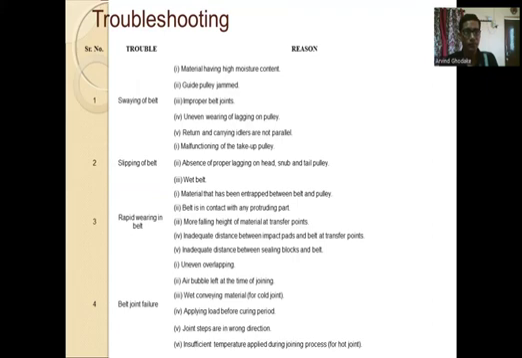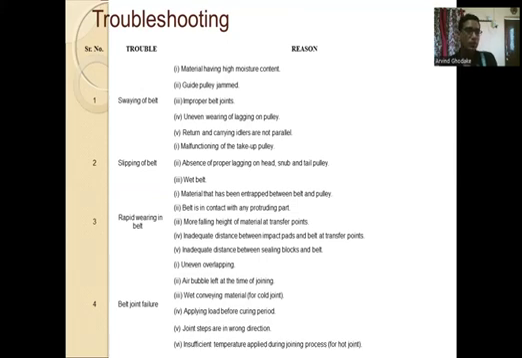Slipping of the belt, second trouble. The reason for the trouble will be the absence of proper lagging on the head, snub pulley and tail pulley, or if a wet belt is there, then also slipping of the belt occurs. Then material that has been entrapped between the belt and pulley, and last one, the belt is in contact with any protruding part, then slipping of the belt occurs.